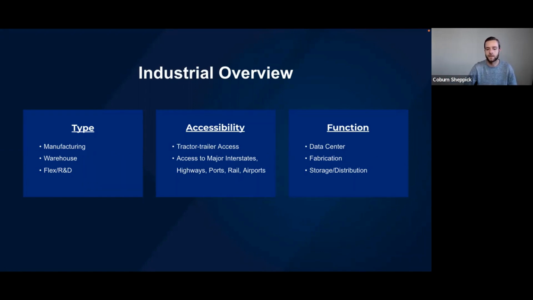And lastly is its function. So accessibility, efficiency, function, these are the main fundamentals of industrial. And the function, obviously, is that the property is set up to do a certain type of thing. It could be a data center, it could be the fabrication of goods, or it could be just a place to store and distribute.